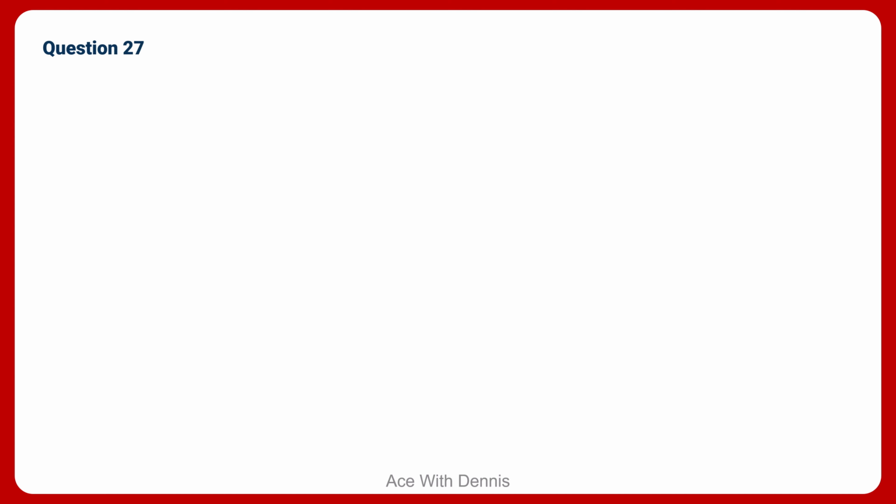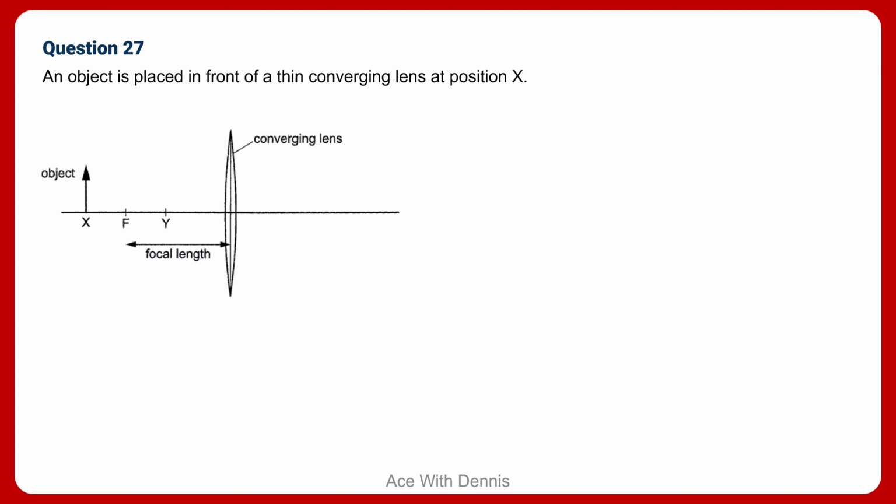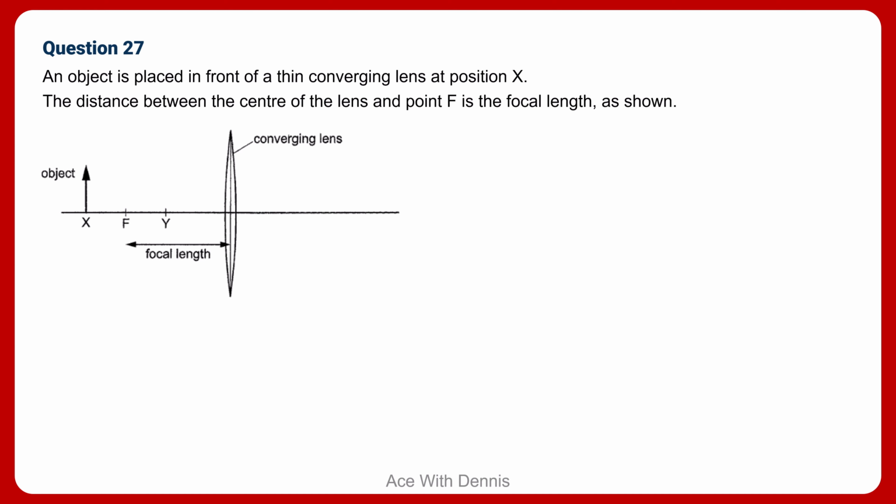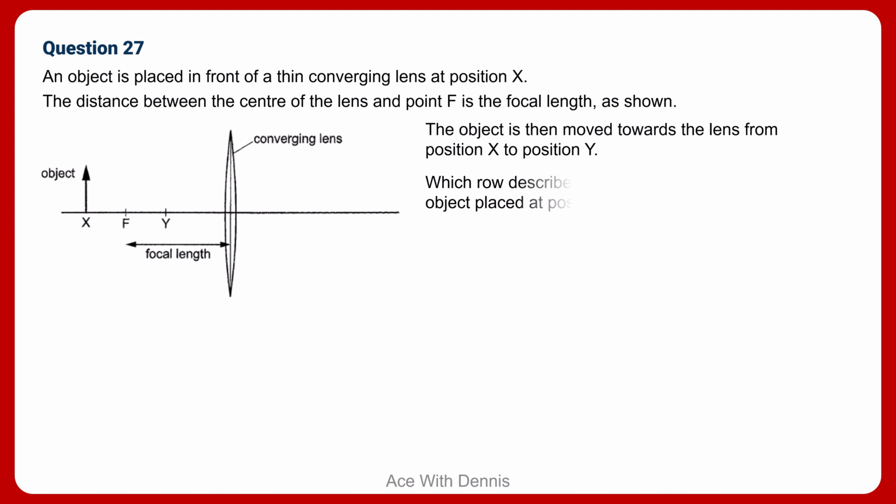Question 27. An object is placed in front of a thin converging lens at position X, as shown in this diagram. The distance between the center of the lens and the point F is the focal length as shown. The object is then moved towards the lens from position X to position Y. Which row describes the images formed with the object placed at the position X and position Y?